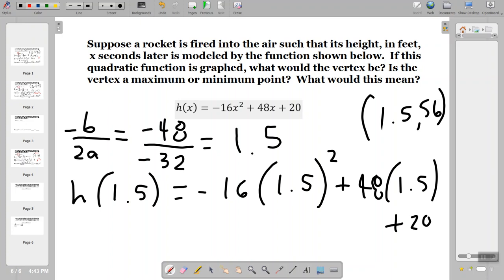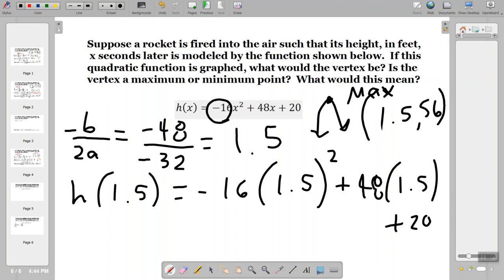So this has a negative lead coefficient. Therefore this parabola opens down, and that is a maximum point. Now instead of saying this has a maximum value, let's talk in terms of the rocket that was fired into the air. If our input variable x was how many seconds had passed, that means 1.5 seconds had passed. And the output, the h or y value, is 56.